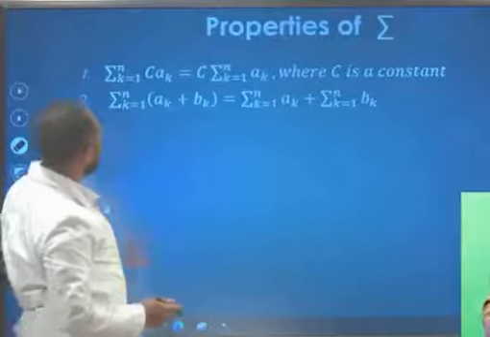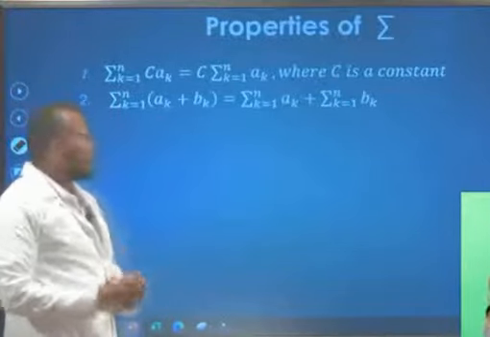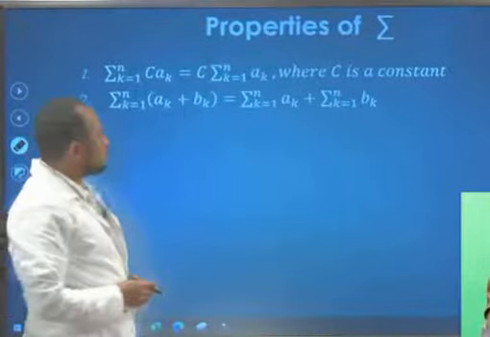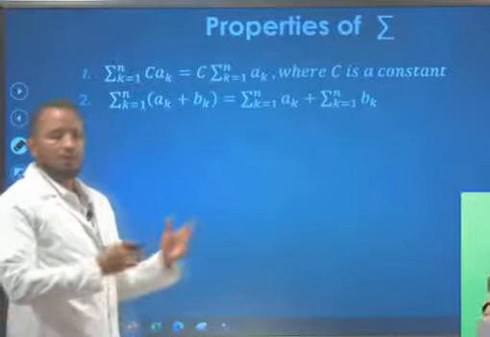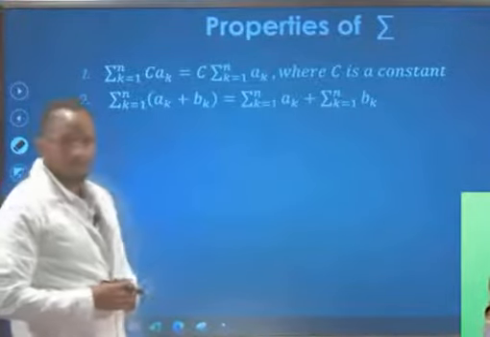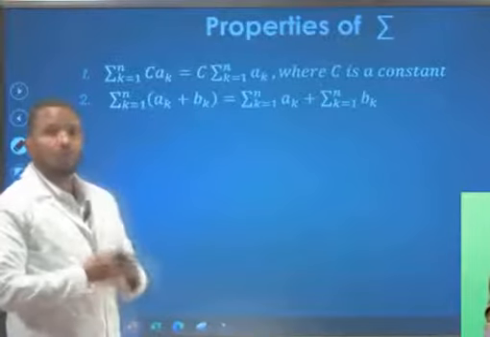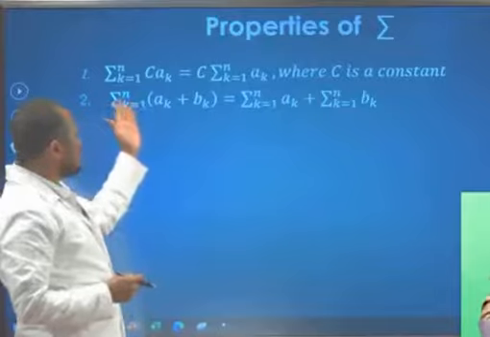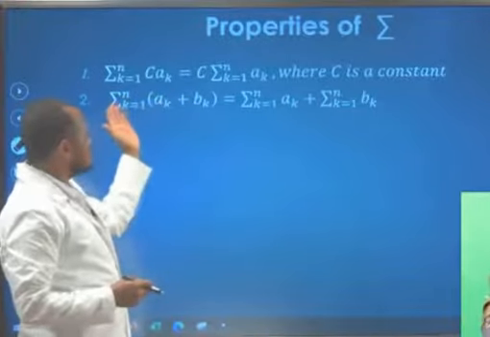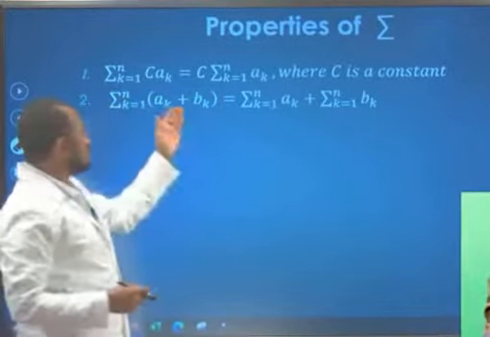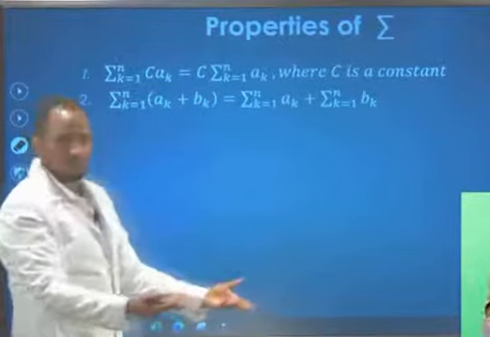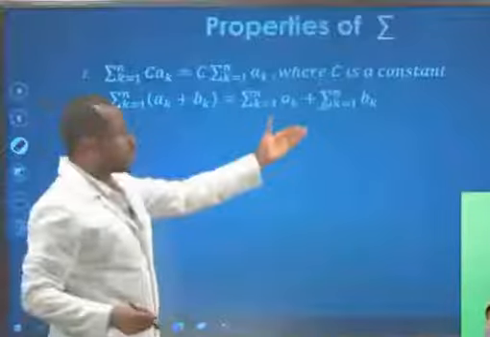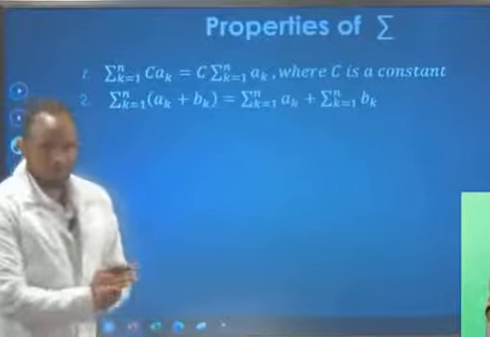Second property: the summation of a_k plus b_k, where k starts from 1 up to n, is equal to the summation of a_k, k starts from 1 up to n, plus the summation of b_k, k starts from 1 up to n. This means the summation notation can be distributed over addition. So let's prove this property.